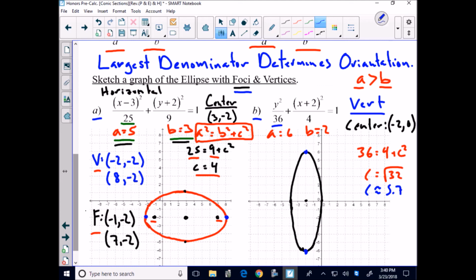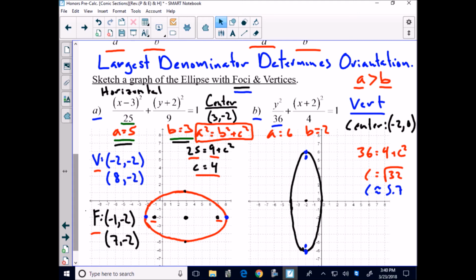5.7. So I'm going up 5.7 to one foci, and that's going to be about right there, well, pretty close to the vertices. And then down 5.7 to the other foci, and again, that's really close to the vertices. This is tough to draw, but right here we can approximate a little bit and get those foci right there.